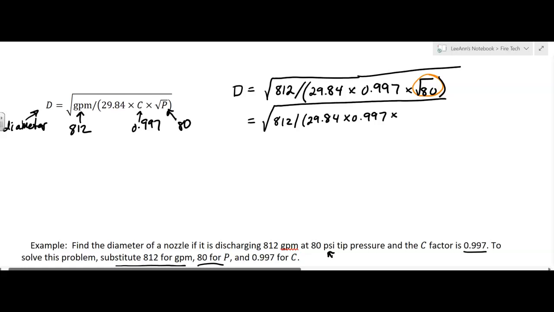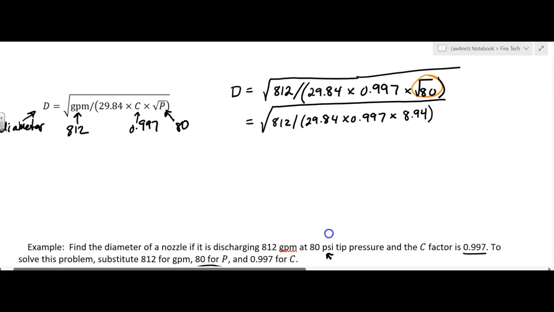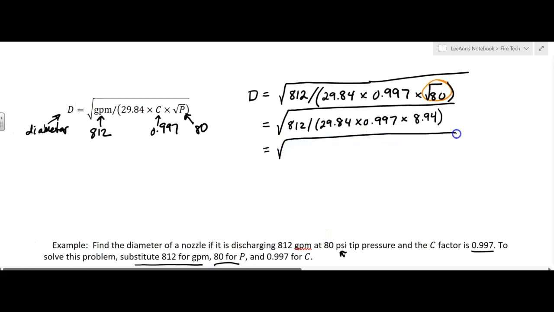So I'm going to look that up, and I'm going to round it off to 2 decimal places. So it turns out to be 8.94. Okay. Now we're going to do that stuff inside the parentheses. Now, I'm not going to do that by hand. I'm going to put that in a calculator, 29.84 times 0.997 times 8.94, and I'm going to round it off to 2 decimal places. Now, I recommend you double check these calculations on your calculator to make sure you're getting the same thing.